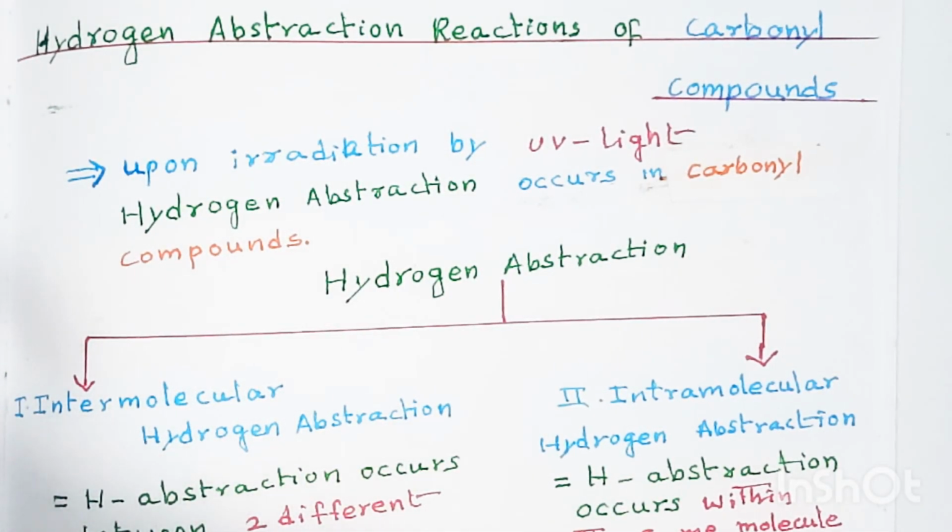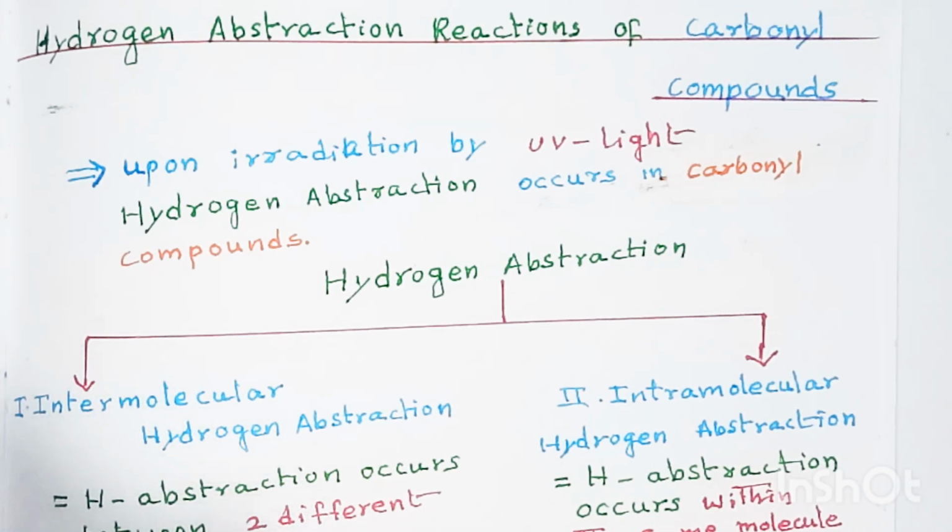In our previous videos, we have learned about photoreduction of carbonyl compounds. Today, we shall learn about hydrogen abstraction reactions of carbonyl compounds. These are also very similar to photoreduction of carbonyl compounds, except that photoreduction of carbonyl compounds are intermolecular hydrogen abstraction reactions. But hydrogen abstraction reactions consist of intramolecular hydrogen abstraction reactions also.